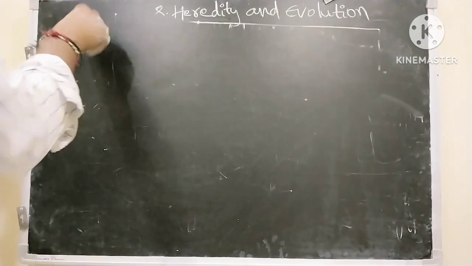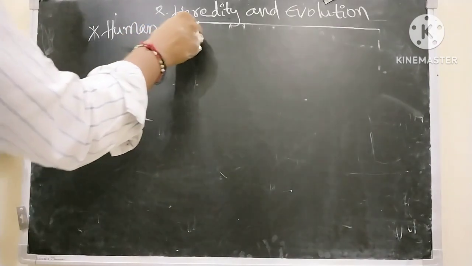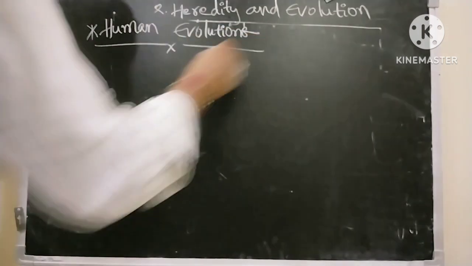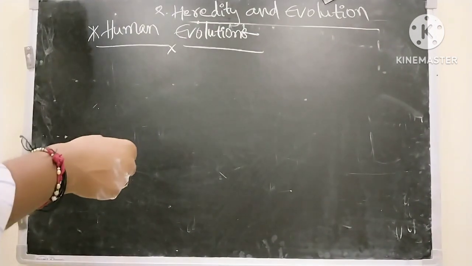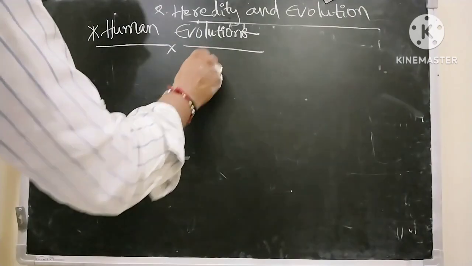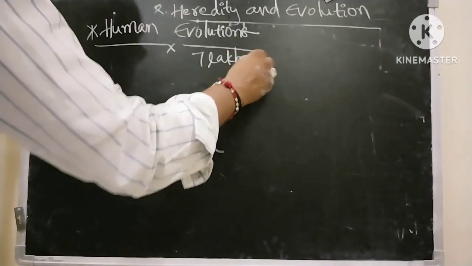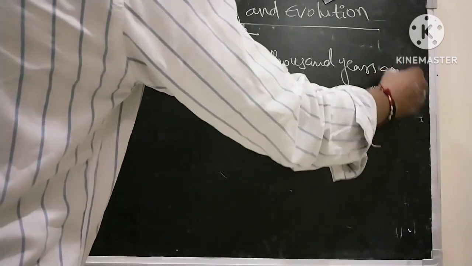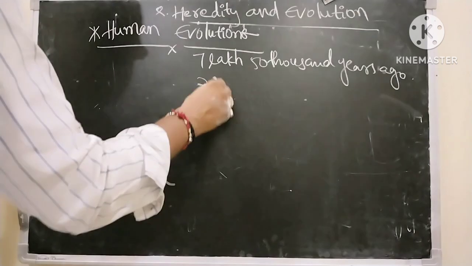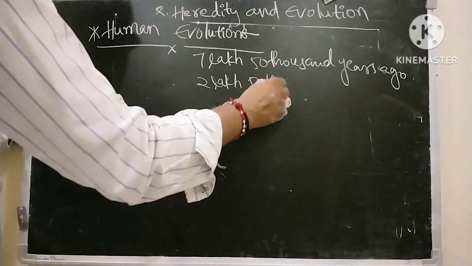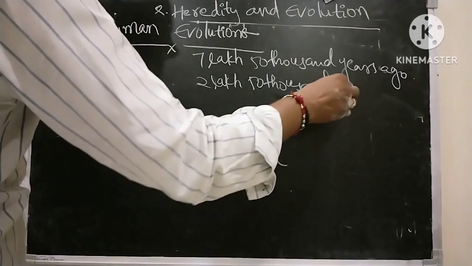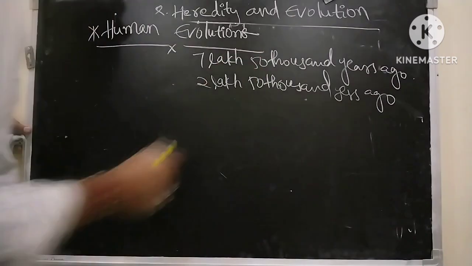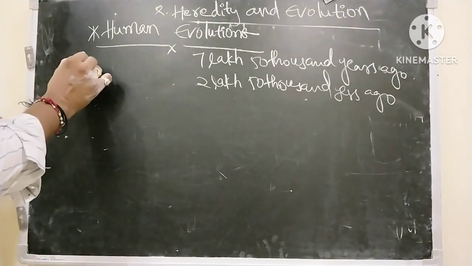Next, human evolution. The fossils of human evolution were found 7,50,000 years ago. Later, from 2,50,000 years ago onwards, the evidence of human beings was studied. Okay, so in this first one, this is the evolution.